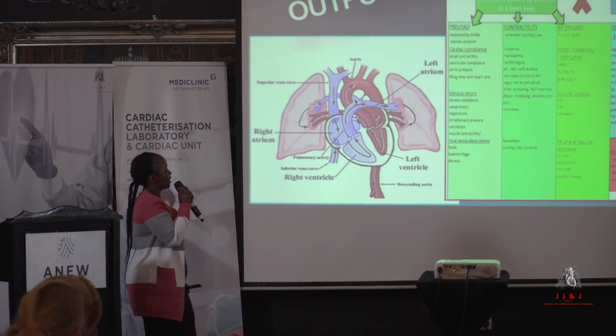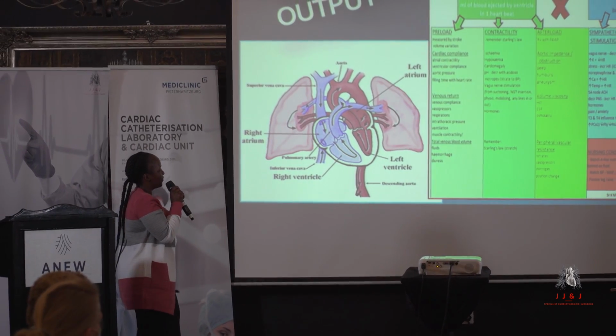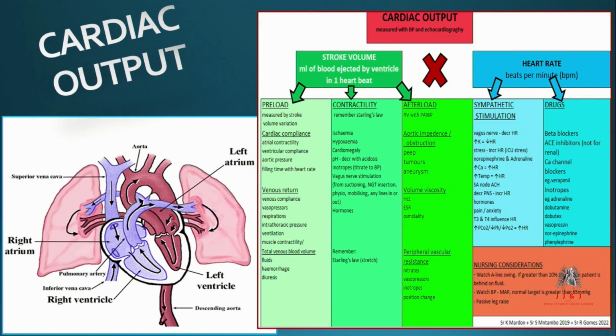And then you have factors that would increase your afterload, which would be your aortic obstruction, also your volume viscosity, your calcium, your pulsation. Then you would also have peripheral vascular resistance, which is affected by your hormones, your vasopressors, inotropes.